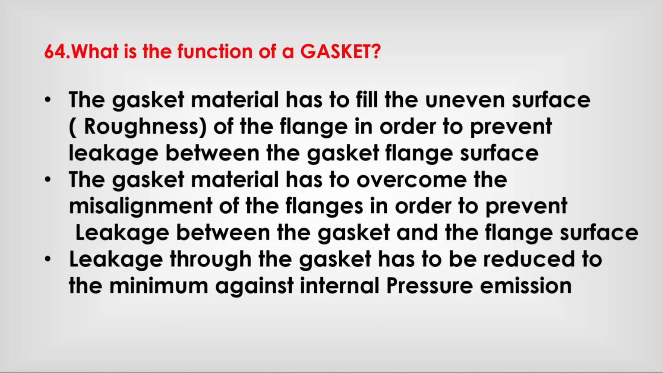What is the function of a gasket? A gasket material has to fill the uneven surface of the flange in order to prevent leakage between the gasket and the flange surface. A gasket material has to overcome the misalignment of the flanges in order to prevent leakage between the gasket and the flange surface. Leakage through the gasket has to be reduced to the minimum against internal pressure emission.